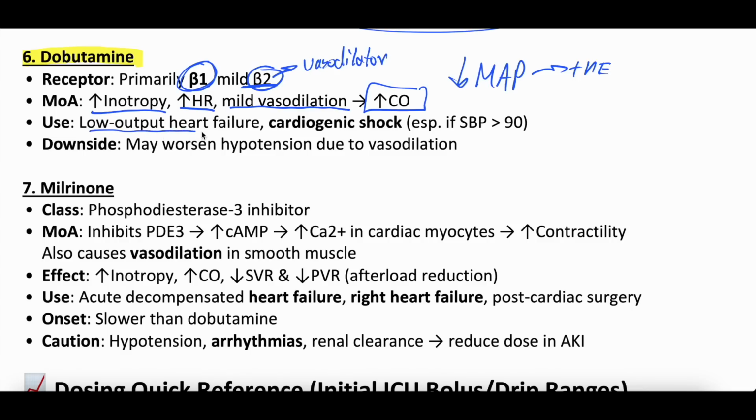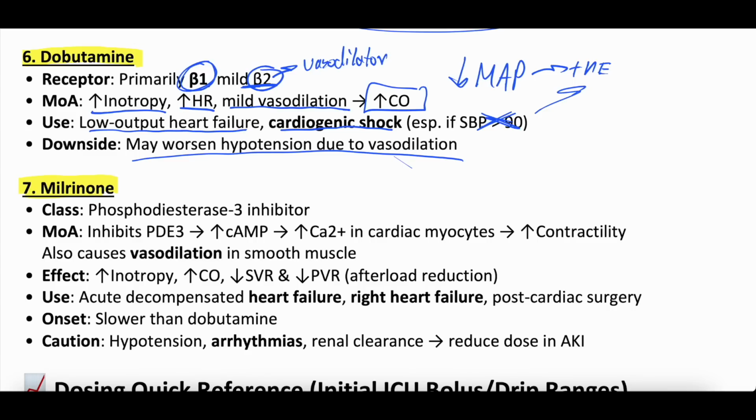This use is for low output heart failure and cardiogenic shock, certainly. They say especially if blood pressure is greater than 90, but if you need norepinephrine, that's fine. If you've got to increase the cardiac output and you've got to use dobutamine, you have to, independent of what the blood pressure is. It might worsen hypotension due to vasodilation, so just be aware that that's going to happen and plan for it. Milrinone, our other inotrope.